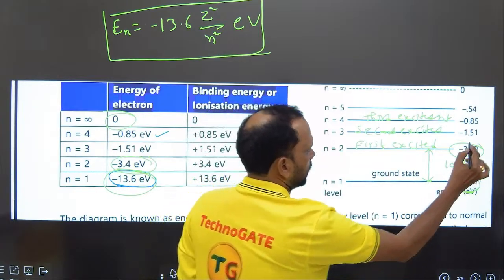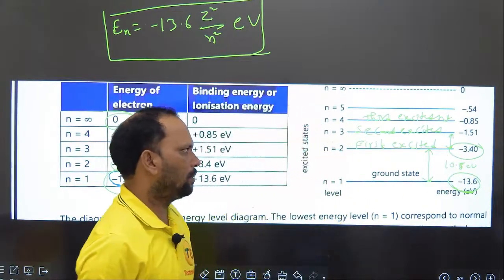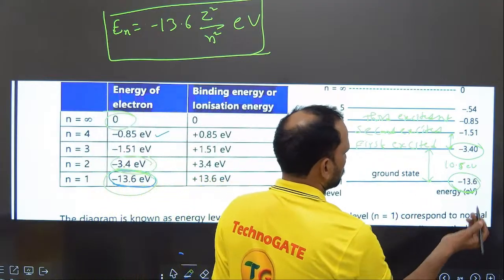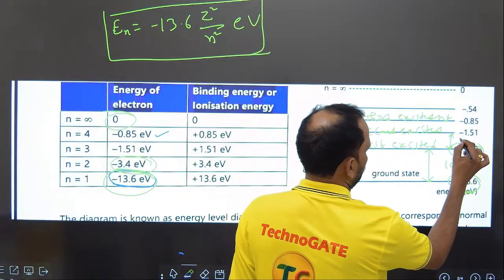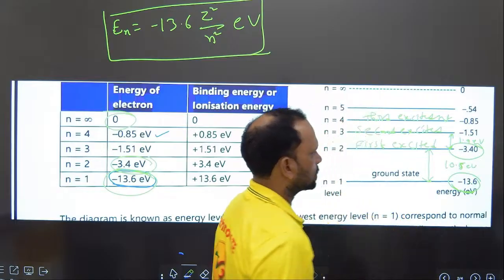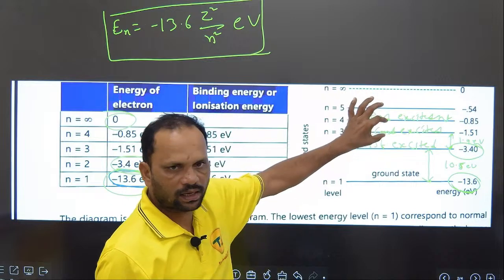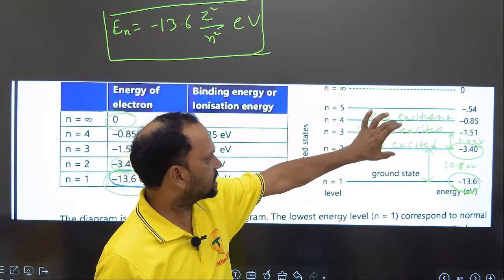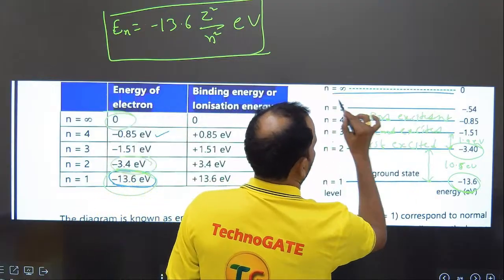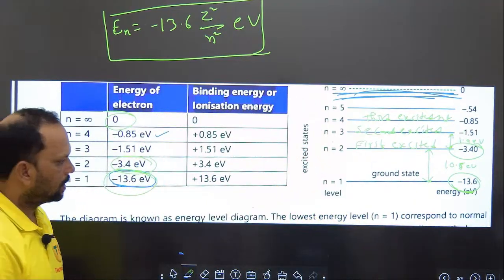Now what about this one? Minus 3.4 to minus 1.5. How much here? 1.9 electron volts. Here it is 10.5, so 1.9. Like this, the gap between two adjacent excited states decreases. Whenever it is infinite, it almost merges.